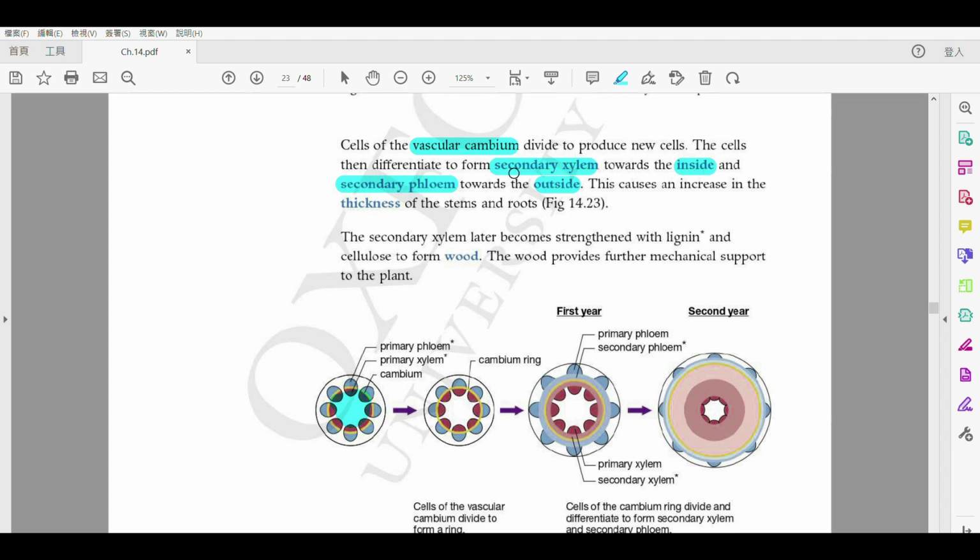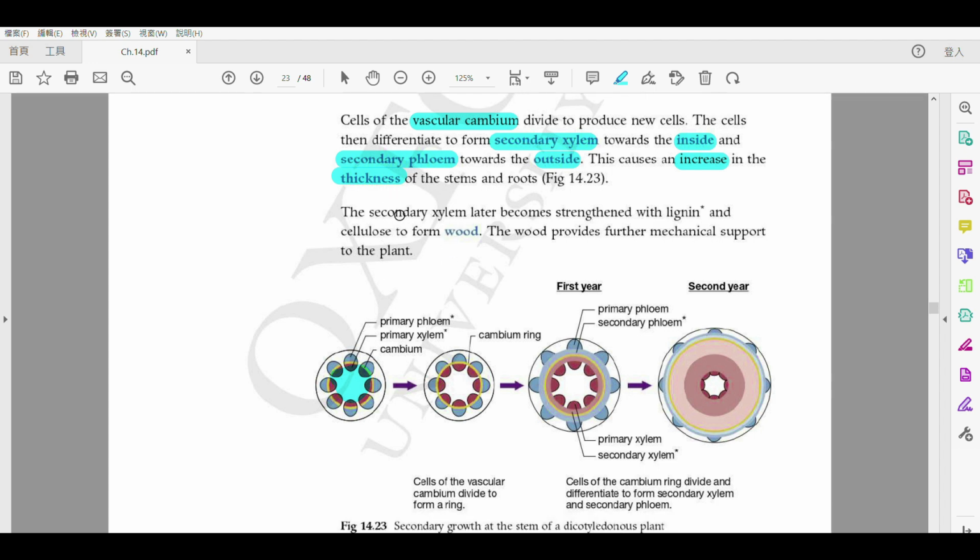So this secondary growth is actually increasing the thickness, because as you can see, no matter how the cells develop and differentiate, this will not increase the height of the plant. Instead, it will only increase the thickness of the plants. Okay? So later, the secondary xylem will have more lignin. They're strengthened. Strengthened means they're getting stronger. So they're getting more lignin and they have more cellulose, and therefore they form the wood.